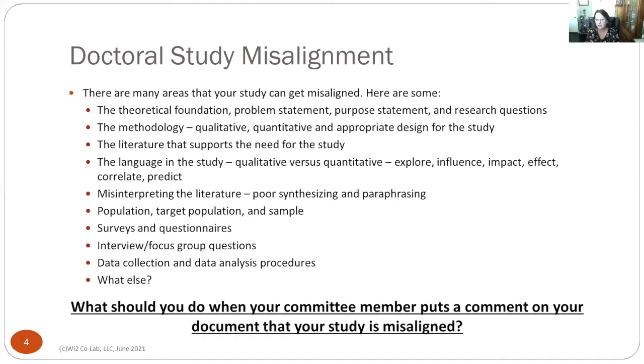Remember, you're always trying to answer the research questions that you posed. And data collection and data analysis procedures: you could have the wrong data collection and the wrong data analysis procedures. Is anybody surprised by this? What else have you seen? Has anybody seen anything else that I missed?